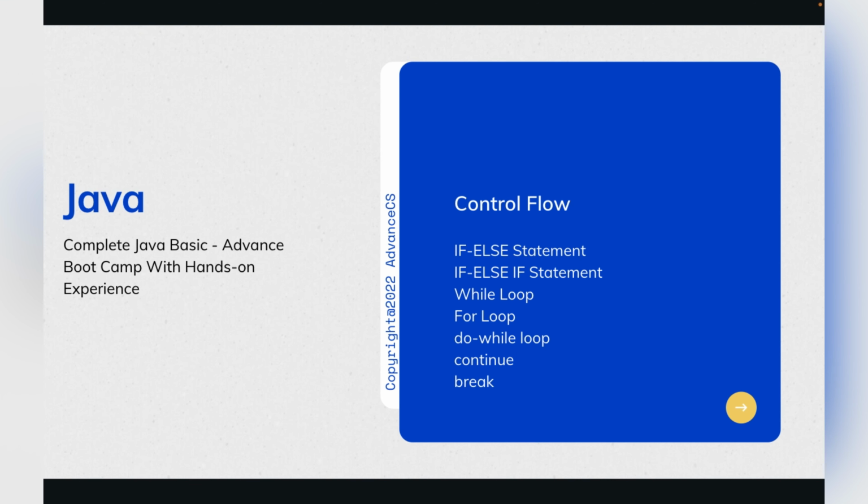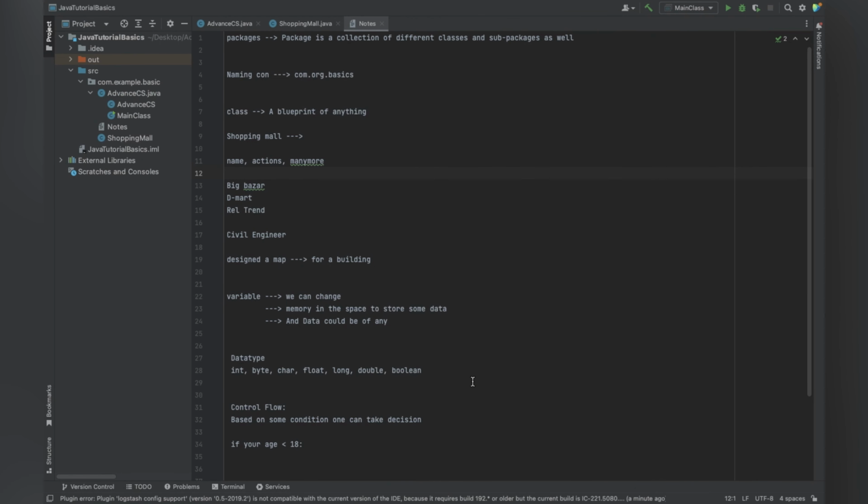Today we are going to cover some of the advanced topics in control flow. We are going to cover if else statement, if else if statement, while loop, for loop, do while, continue and break statement. Okay, so now let's move into the workspace.